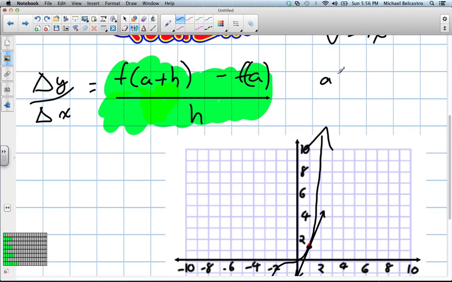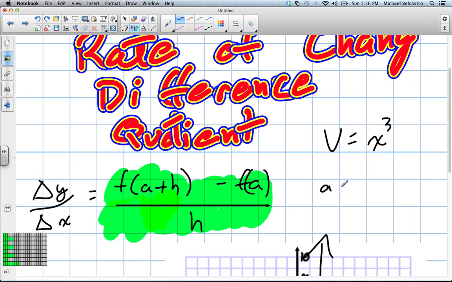Well, to find that, this is what we do. Our A value is the point in time we're looking for. And in this case, they asked us for when it was at 5. I think that was the question. So find out the volume at 5 seconds. Okay. So A in this case is our 5. That's what our point is. H is an extremely small value. That's what it stands for.